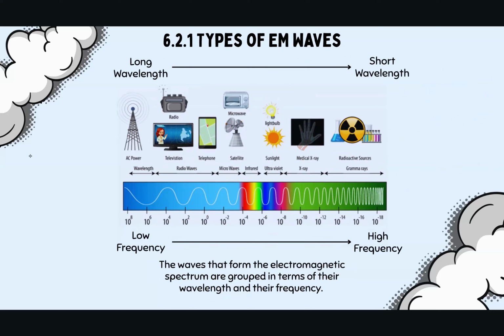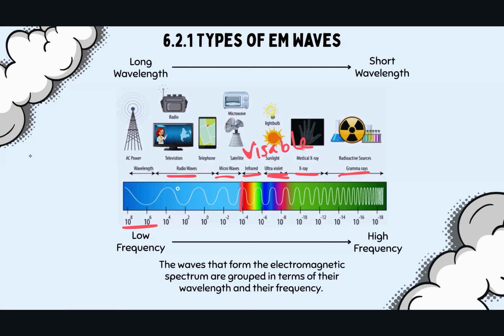Now, at this end here, we've got radio waves, then we've got microwaves, infrared. In between infrared and ultraviolet, we have visible light, which is not mentioned in this here. Then we've got ultraviolet, X-rays, and gamma rays.